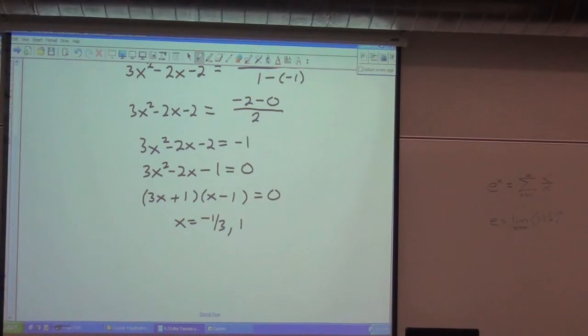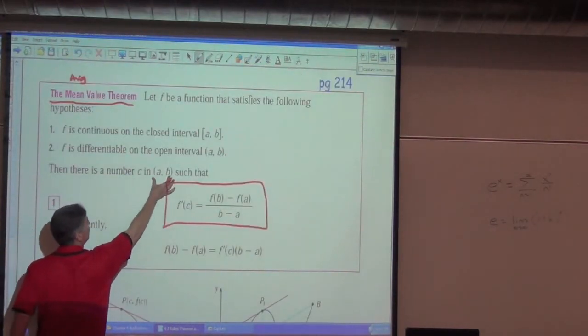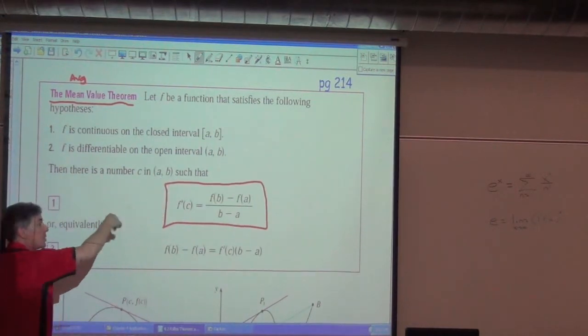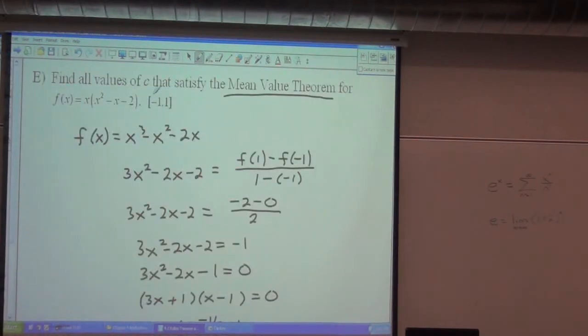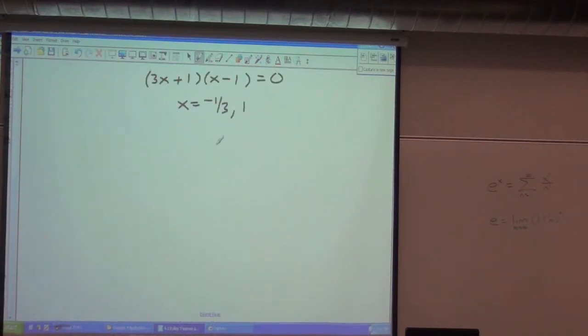But if we look at the theorem here, it says there's some number c in between a and b. They use parentheses, not brackets. So that means we don't include a or b. On here, a was negative 1, b was 1. One of our answers was 1, so we don't include that. We only use the negative 1/3. So it's not inclusive of the inputs.